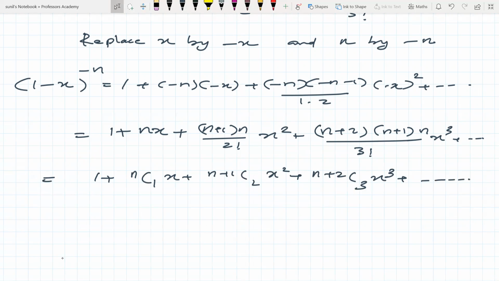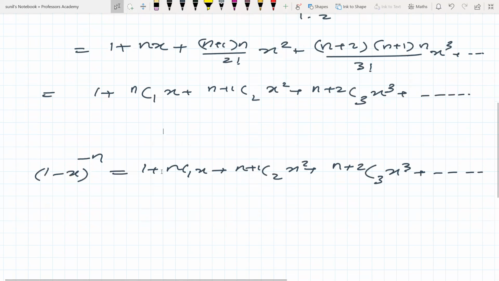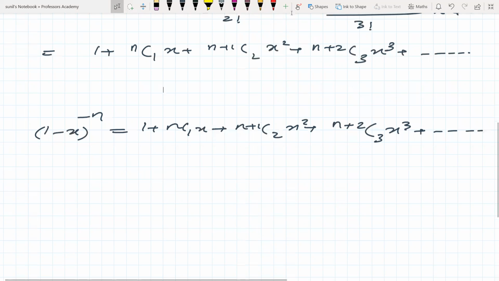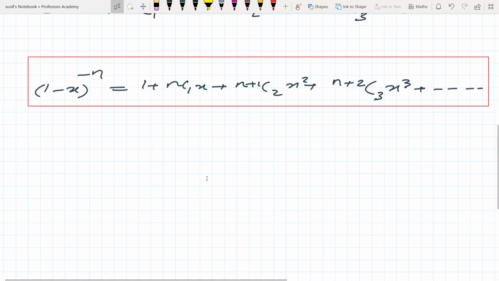So what we have done here is 1 minus x raised to minus n. You see it is coming out like this. So let me write it. As a result, 1 minus x raised to minus n becomes 1 plus nc1 x, n plus 1 c2 x square. This is the way we are getting.